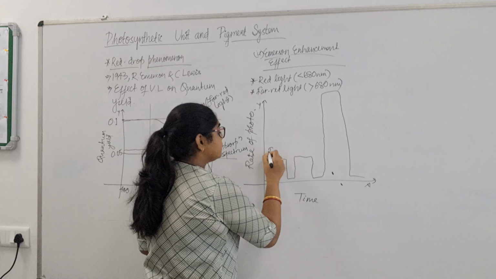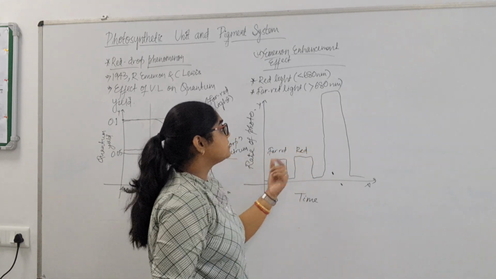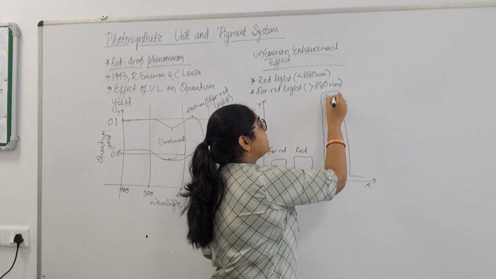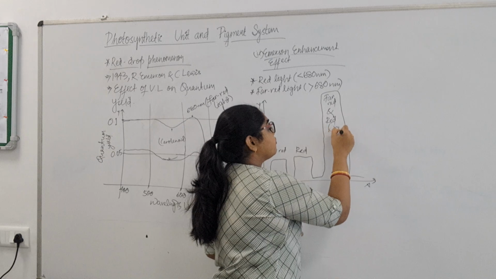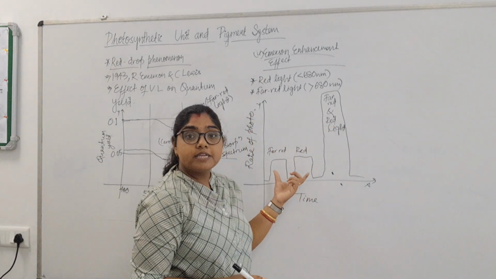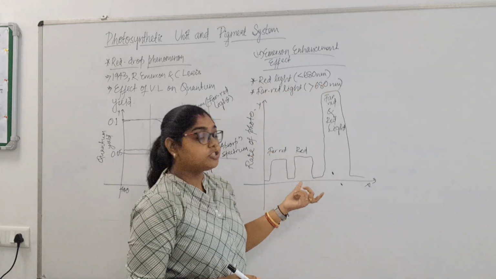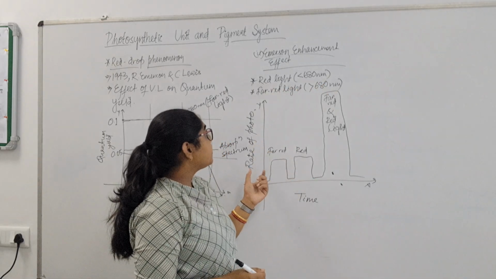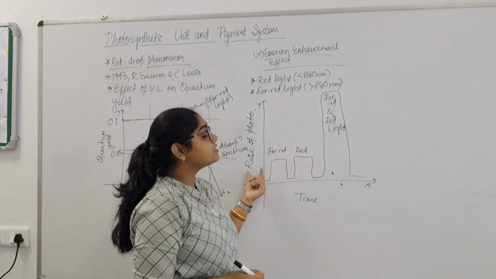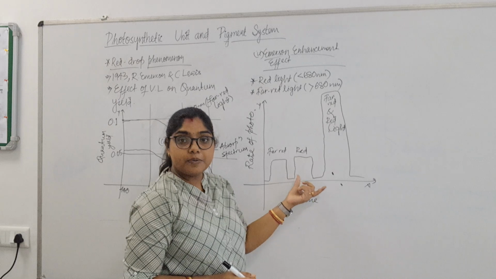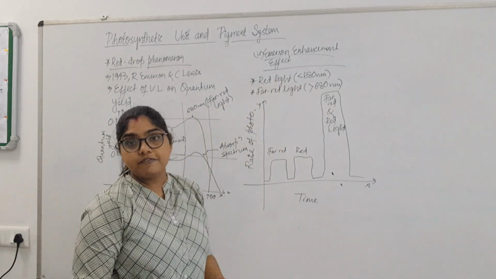Let's consider this is far red light, this is red light, and this is when both far red and red light were applied. And here the rate of photosynthesis is 2 to 3 times greater than the sum of these. And this is known as the Emerson enhancement effect. It shows the effect of both lights in enhancing the rate of photosynthesis, and this experiment was carried out by Emerson.